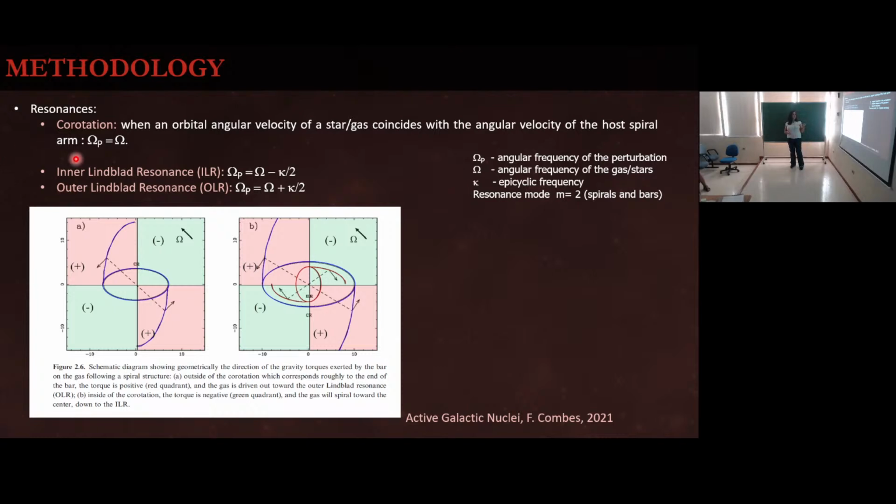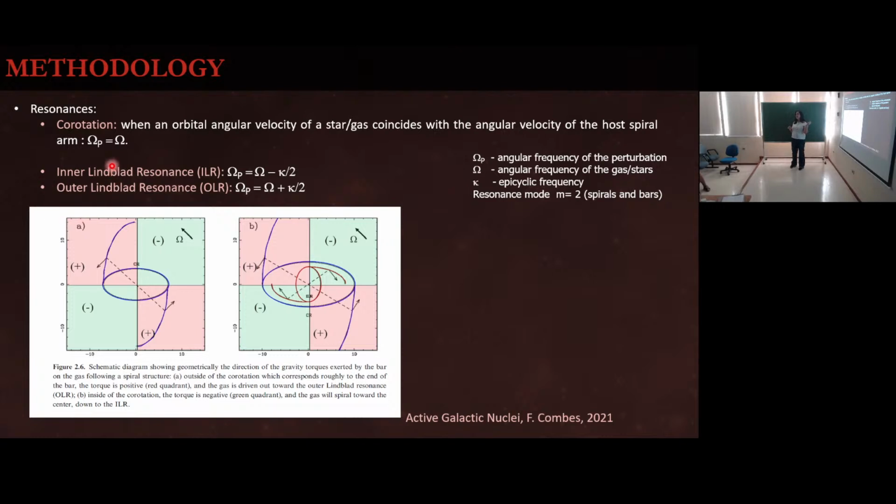The first resonance here is the co-rotation, when the orbital angular velocity of a star, for example, is equal to that of the perturbation that we are dealing with. For example, if the star is rotating at the same period as the bar, you have a co-rotation resonance. Then we have the inner Lindblad resonance.